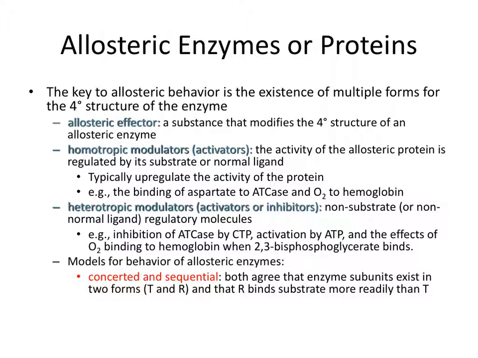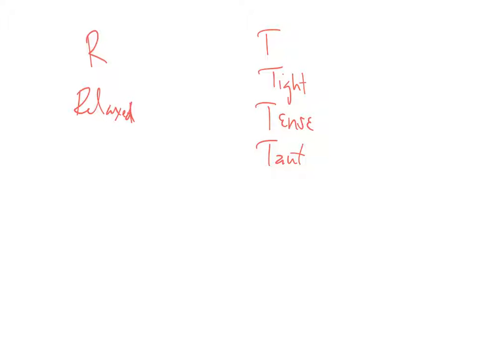They do use similar terms. They like to do R and T. R usually stands for relaxed. The whole idea for these models is that there are two forms: the R structure or the T structure. T, I've seen it referred to as multiple things. Some say it's tight. Some say it's tense. Some say it's taut, like a taut rope. Not taut as in I'm teaching you.